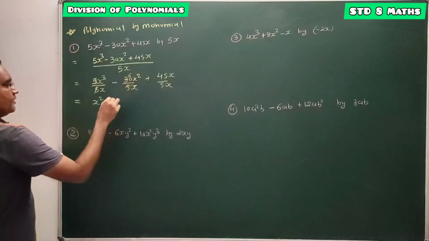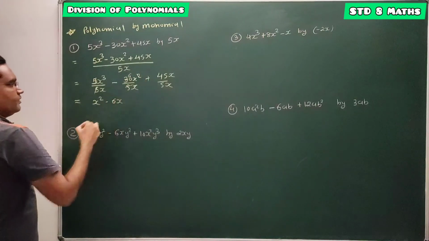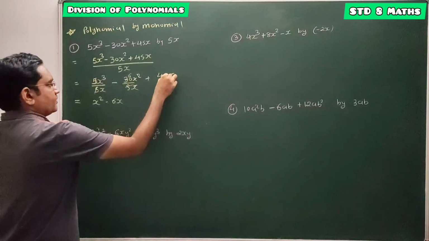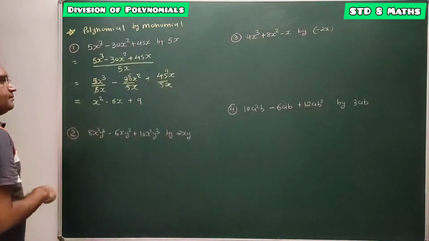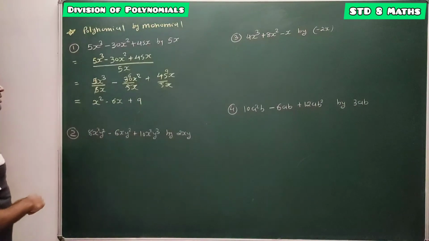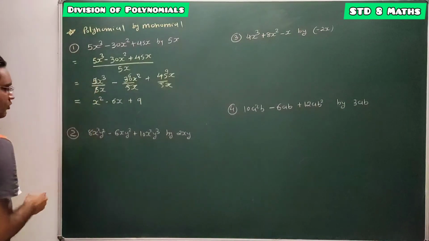5 sixes are 30, x cut, it's a minus 6x, x cut, 5 nines are 45, plus 9. Done. So this is how you can perform the division of a polynomial by a monomial.